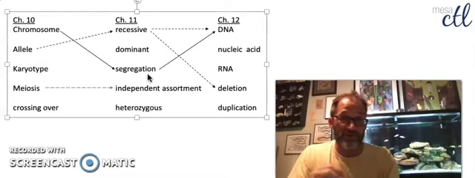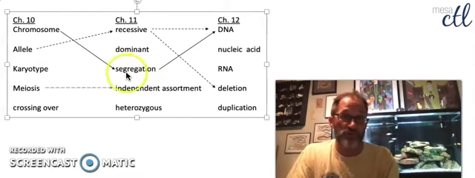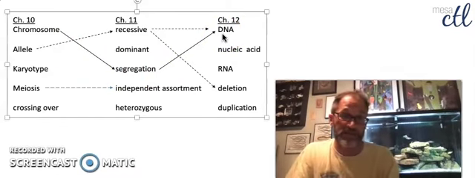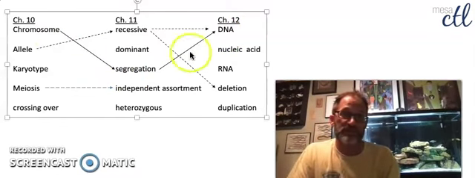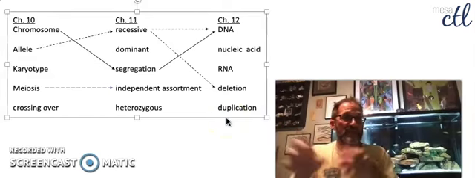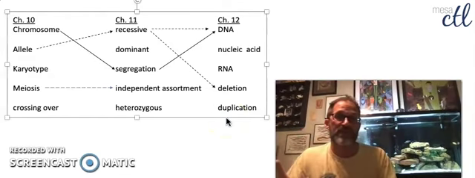Then take it a step further. How do those two terms connect to the term in chapter 12, which is DNA? So they did chromosome, segregation, DNA this time. Next time they do chromosome, segregation, nucleic acid. Next time they do chromosome, segregation, duplication. It doesn't matter. They need to make every connection that they can possibly make.